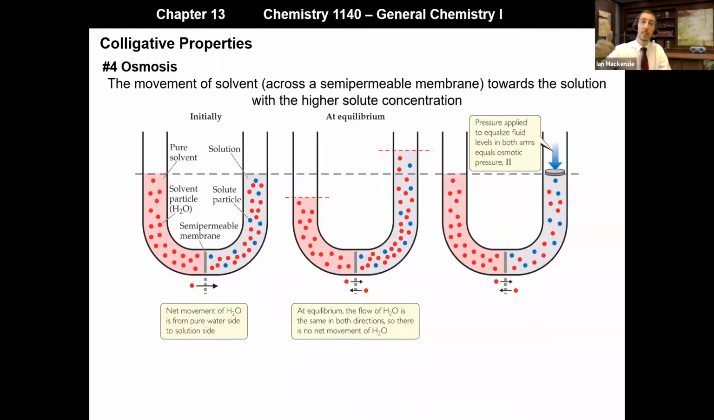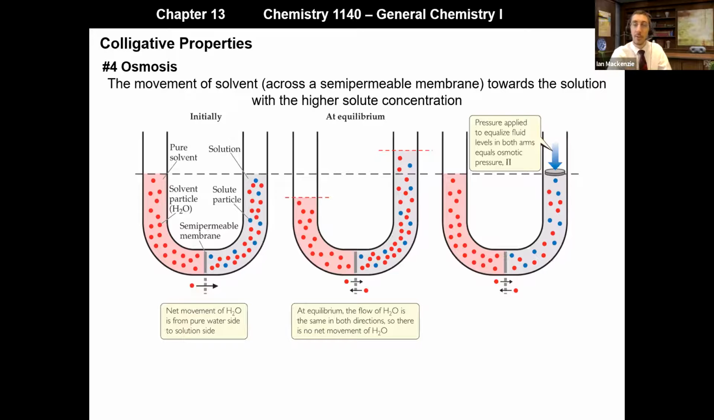And if we take a piston and we apply pressure on the solute side, in order to force solvent molecules to go back and re-equilibrate the levels of the two solutions, the amount of pressure that we apply is referred to as the osmotic pressure. And it's given this Greek capital pi symbol.